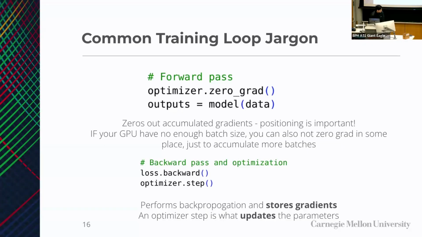And next we have to backward the loss. To backward your loss means you have to calculate the gradient, and optimizer dot step means it takes the gradient and updates the parameters.